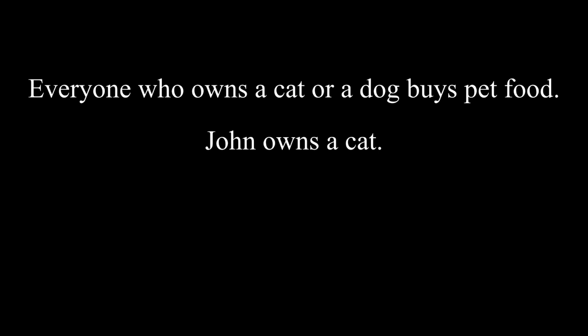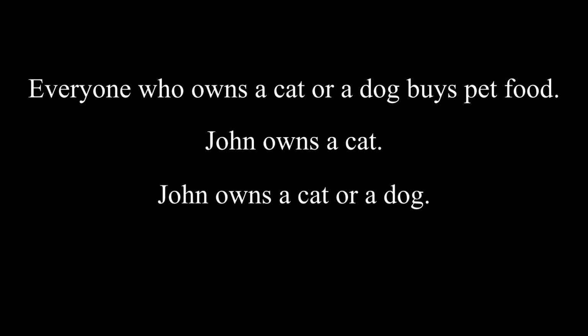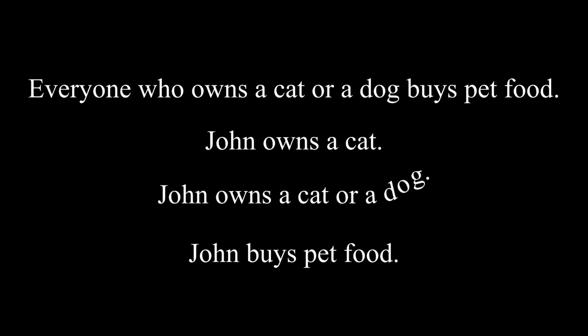And someone asks you, does John buy pet food? Maybe the answer seems obvious, but let's go through it one step at a time. Since we know John owns a cat, we can safely say that John owns a cat or a dog. And since we said everyone who owns a cat or a dog buys pet food, we can conclude that John buys pet food. But in order to get there, we needed to pass through "John owns a cat or a dog," even though we're not in doubt, we know John owns a cat. The point is, we may need to pass through seemingly unhelpful statements in order to get to something meaningful.